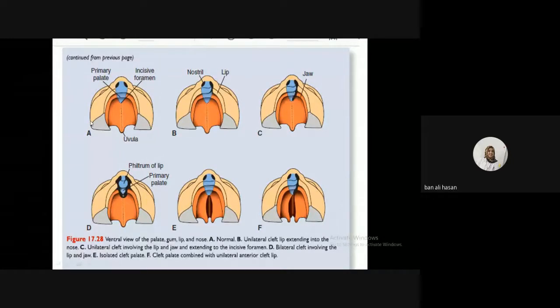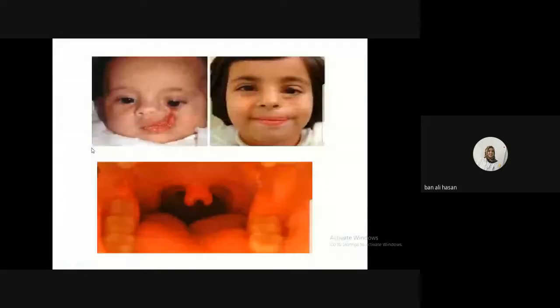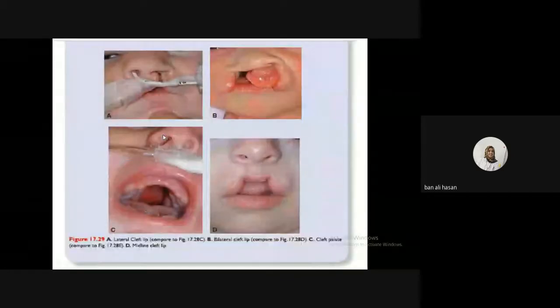Another case we have is oblique facial clefts, and this results from the failure of the maxillary prominences to merge with the corresponding lateral nasal prominence, and there will be a nasolacrimal duct usually exposed to the surface. Look at here, there are some cases also found. We can see that the nasolacrimal parts are usually exposed to the outside. We call it oblique facial clefts.